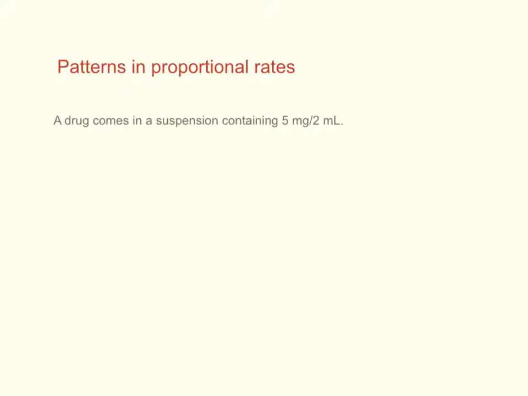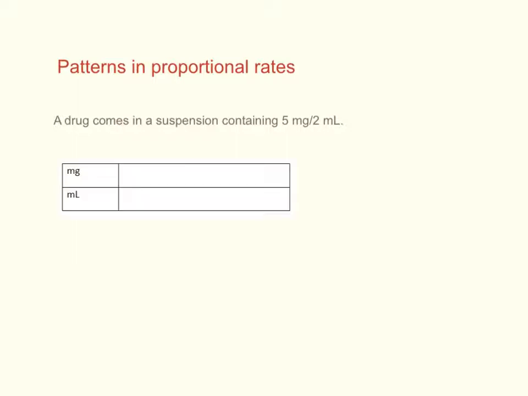So let's start with a drug that comes in a suspended form. It contains 5 milligrams in every 2 milliliters. And we'll just play with those units, lay it out in a table so that we can make sense of the numbers, and look at some patterns that happen when we take more or less of the suspension. The units that we're working with here are milligrams and milliliters, so we get those into the box first so that we get the numbers in the right row.